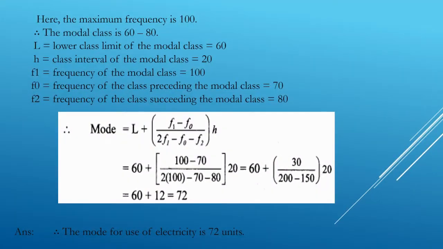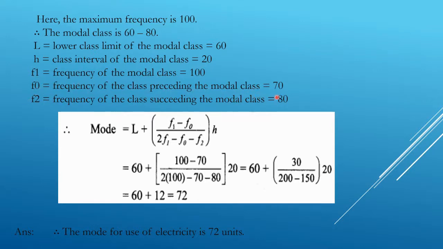Here the maximum frequency is 100. Therefore, the modal class is 60 to 80. Therefore, L is equal to the lower class limit of the modal class, equal to 60, and H is equal to the class interval of the modal class, equal to 20. F1 is equal to 100, F0 is equal to 70, and F2 is equal to 80.